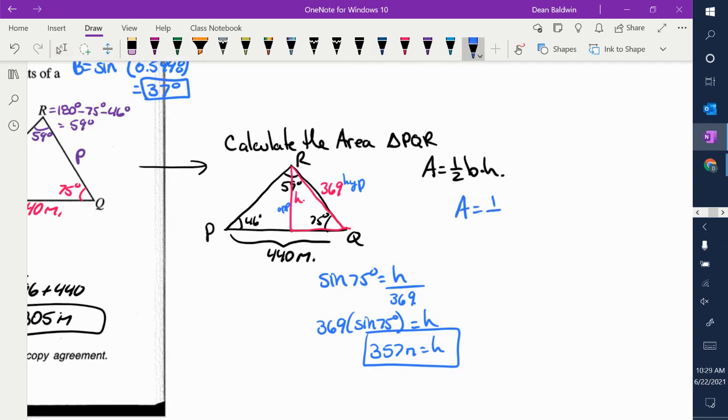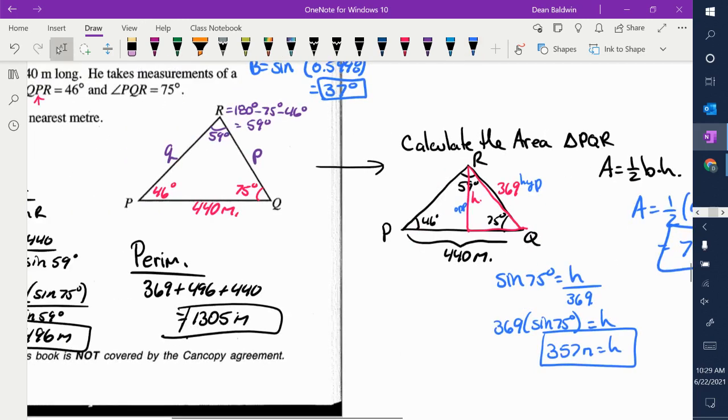So the area is 1/2 the base, which is 440 meters, times the height, which we said is 357 meters. So if you plug all that in, you get 78,540 square meters. All right. Is that okay? Just make sure you have an angle side pair. Sometimes you might have to break it into two separate things if you're trying to find the area or perimeter.